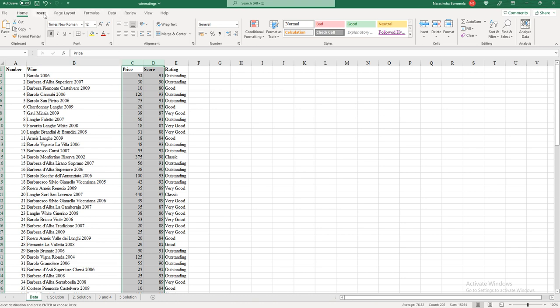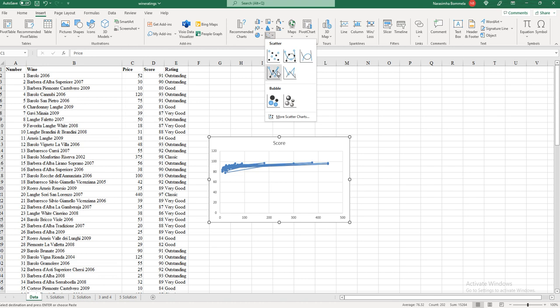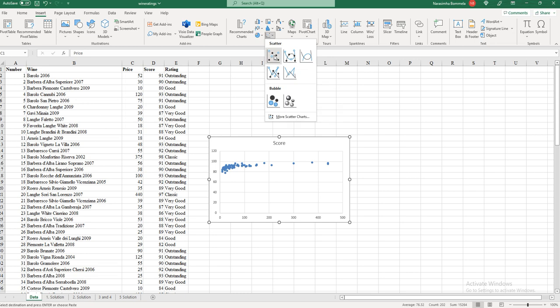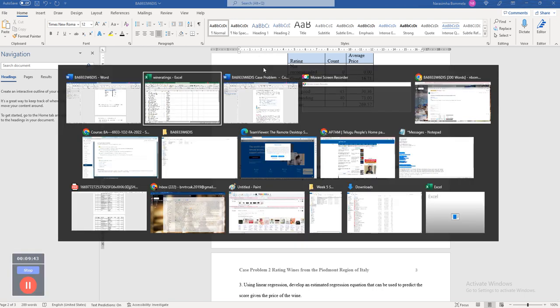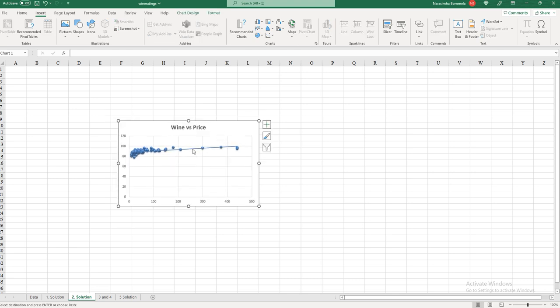We can simply insert a scatter diagram to generate that. This is the scatter diagram that we generated. The same is generated and copied into the second one, and you can cross check that there is a positive relationship, because we also plotted the trend line. The trend line clearly shows that wine rating and the price of the wine have a positive relationship. You just copy paste this scatter diagram.